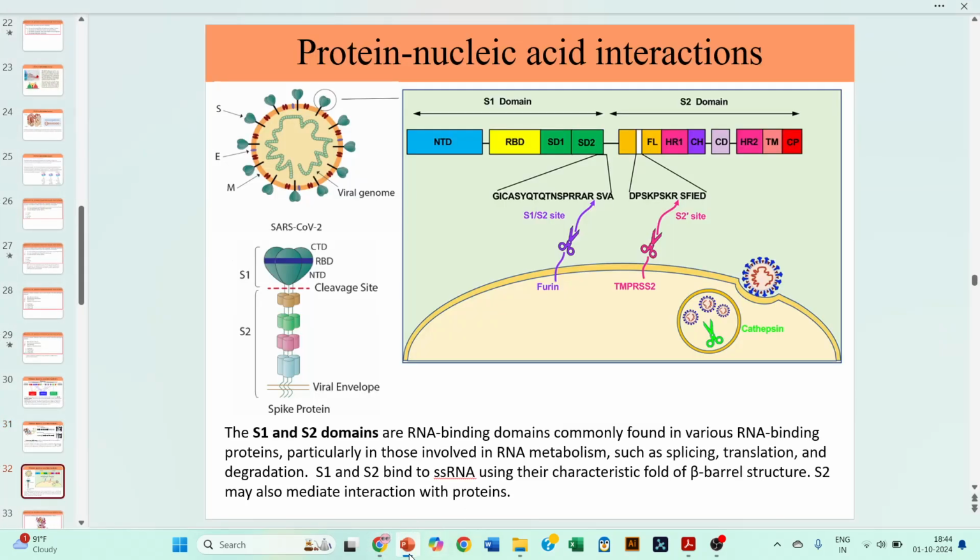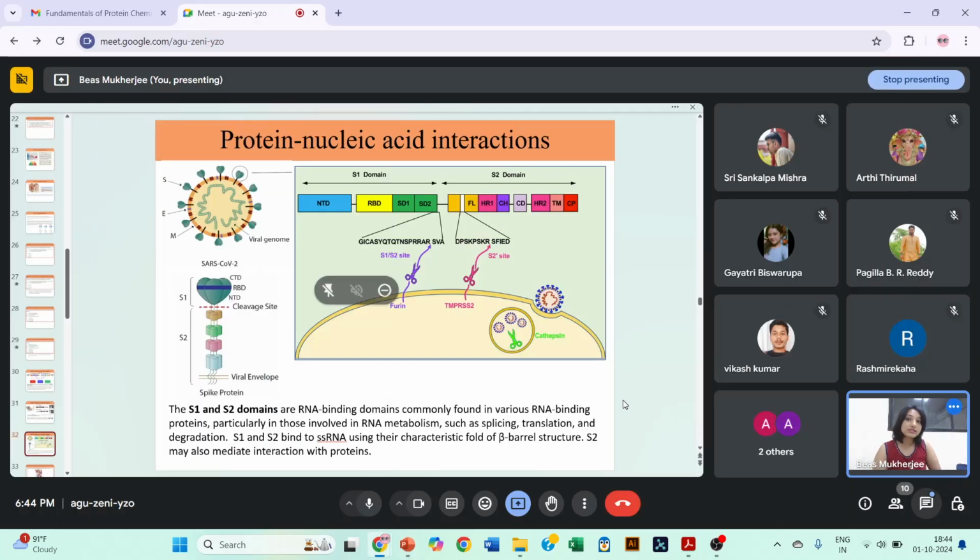Now we have another domain which is S1 and S2. You can see this in the SARS-CoV-2 coronavirus, and these S1 and S2 domains are again important in RNA binding. They are found in various RNA binding proteins, particularly those involved in RNA metabolism, splicing, translation and degradation. S1 and S2 bind to single-stranded RNA using their characteristic fold, a beta barrel like shape, and S2 also mediates protein-protein interactions.